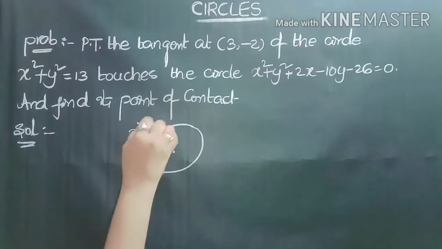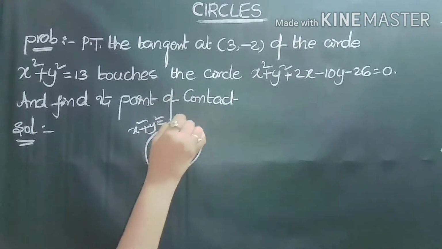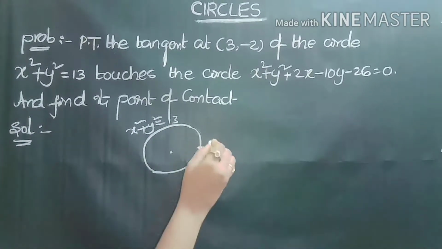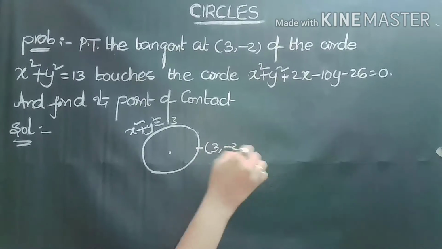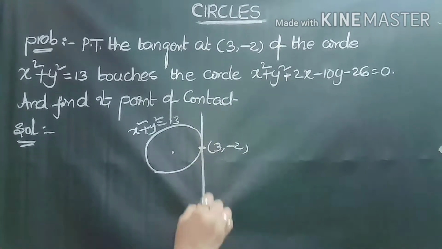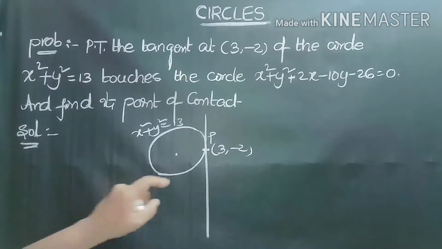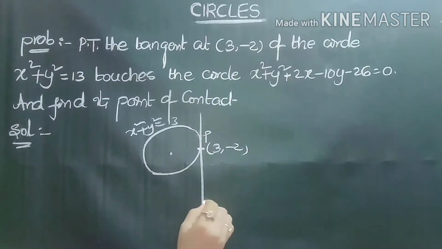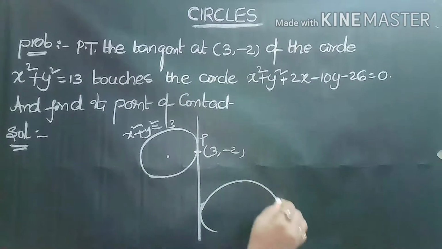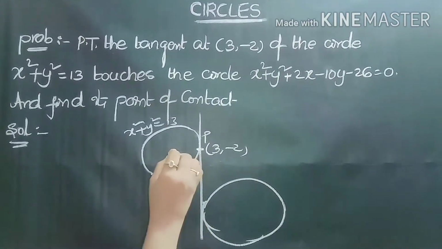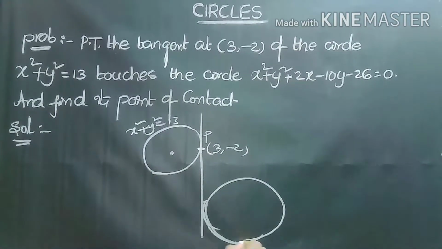Equation of the first circle is x² + y² = 13. Now the tangent at the point (3, -2) to this circle. First we are taking the tangent to the first circle at the point (3, -2), that touches the second circle. So this is the second circle.